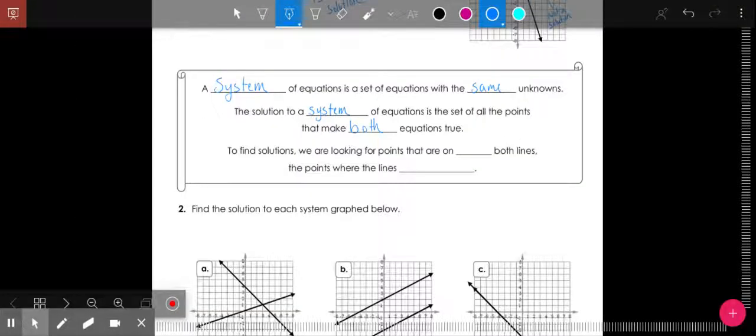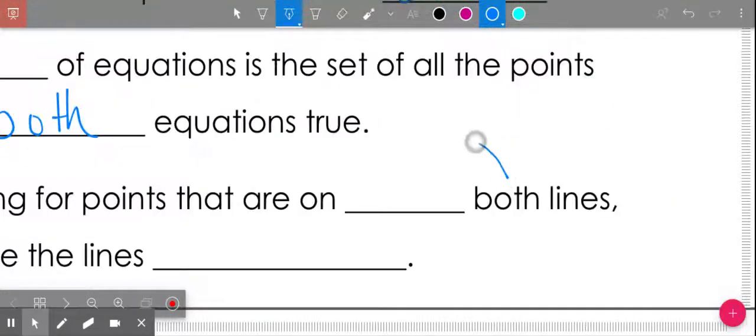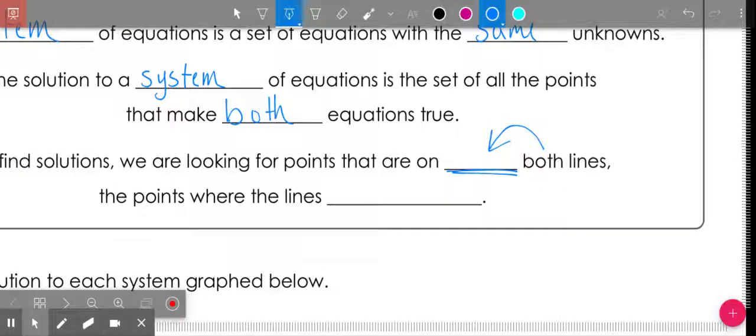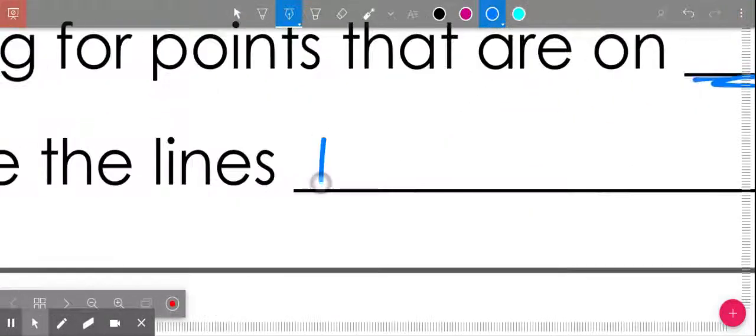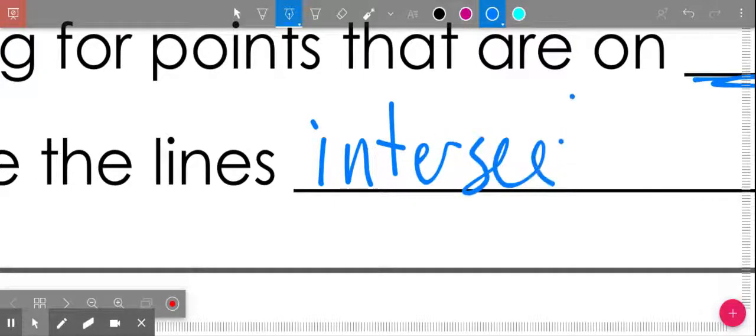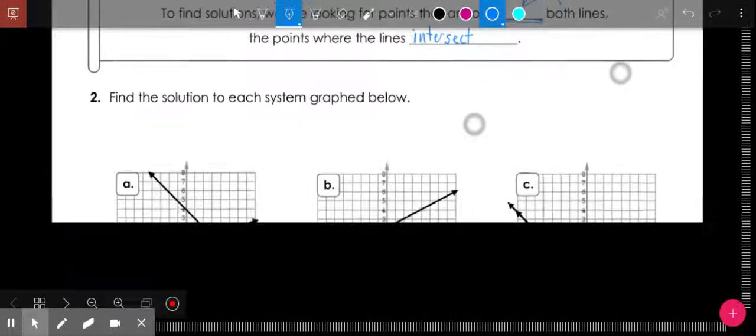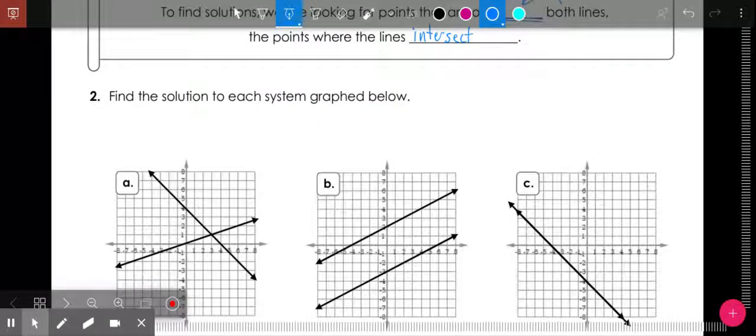To find solutions, we are looking for the points that are on both lines. So that both should be in this blank. My bad, guys. The points that are on both lines, and the points where the lines intersect. Nope, that didn't turn out right, did it? There we go. All right, so looking at our systems down here, notice all these have 2 lines graphed.